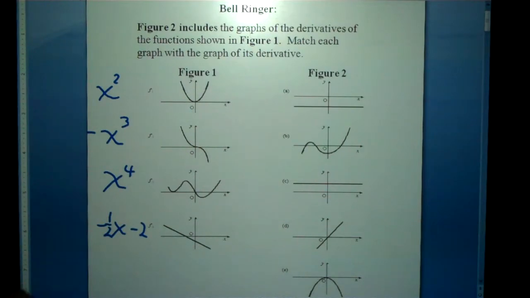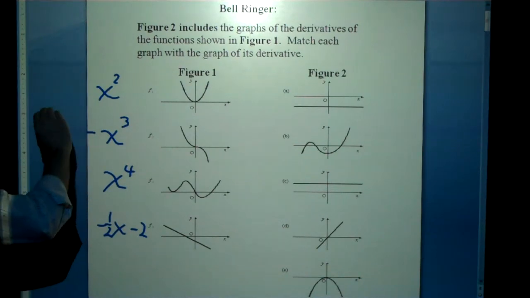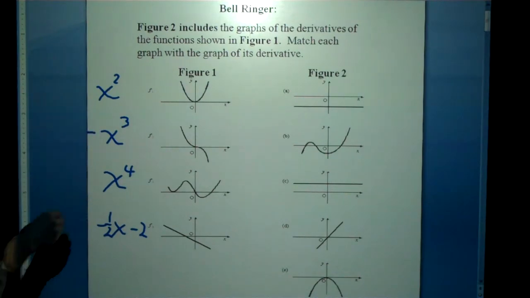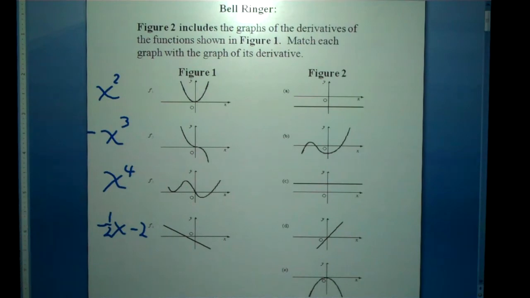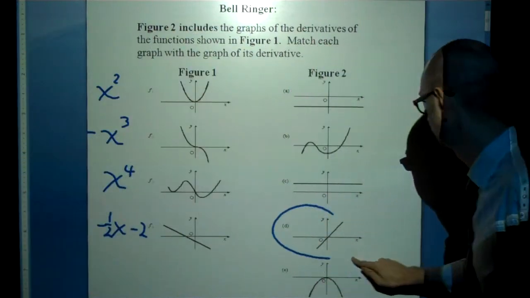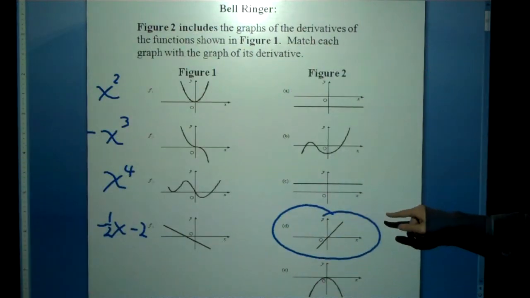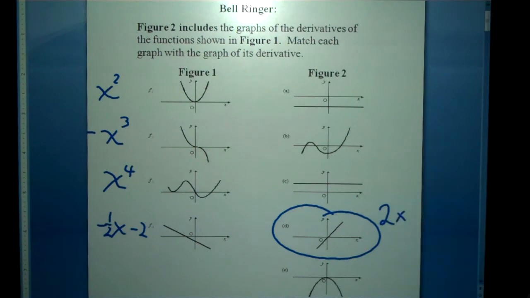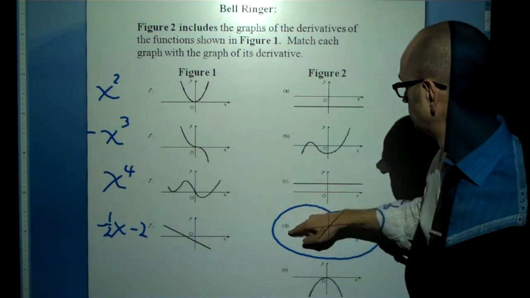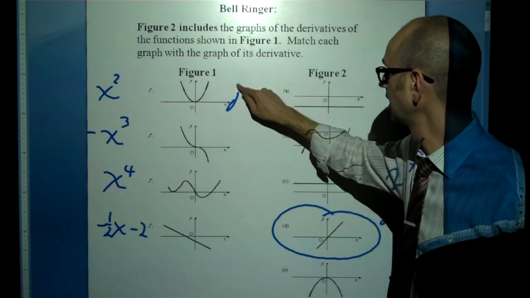So now we ask ourselves, what is the derivative of x squared? And I would think of the derivative as being 2x. 2x is a line that is going up and positive and to the right. And for my money, this is the only one that I see that's a line that's going up and to the right, something like 2x. So that would match up here. So A, B, C, D, this one's got to be choice D.